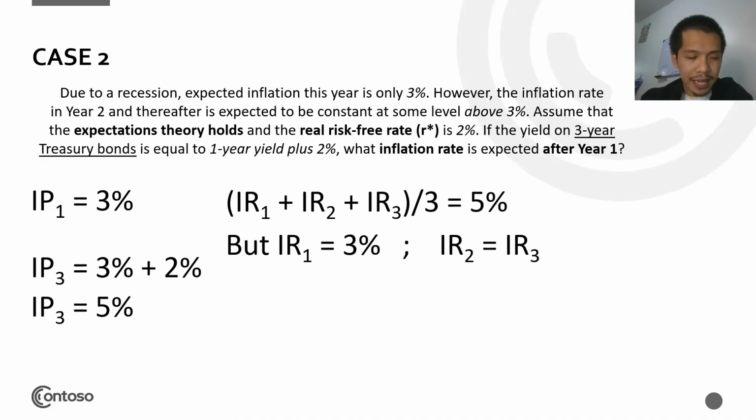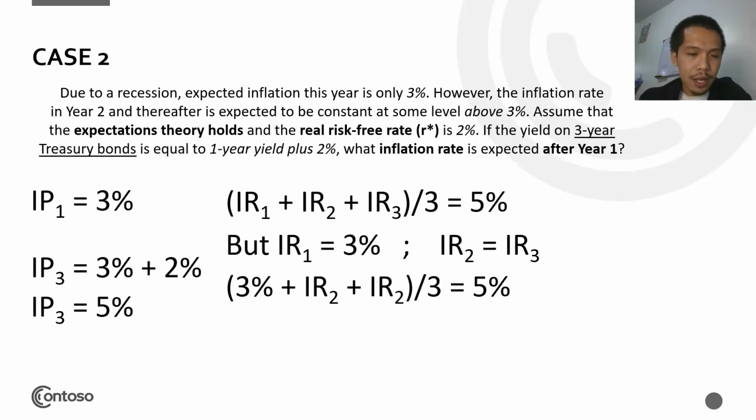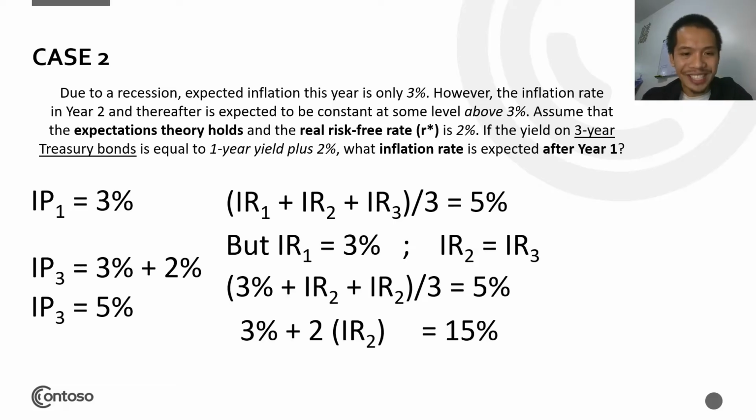Then you have the fact that IR sub 1 is known. It is already 3%. And the inflation rate after year 1 will be constant, so IR sub 2 and IR sub 3 should be the same. They should be equal. So 3% plus IR sub 2 plus IR sub 2, again, IR sub 2 and 3 are the same, divided by 3 should be 5%. So you have 3% plus 2 times IR sub 2 is equal to 15%.